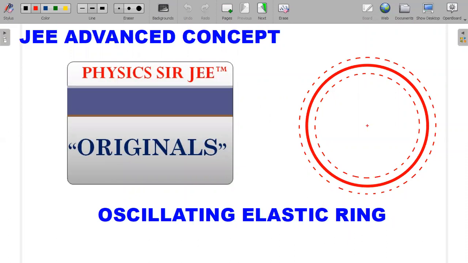I have brought forward to you a simple topic of elasticity mixed with oscillations. Okay, so let's go ahead and see the formal wording of the question.